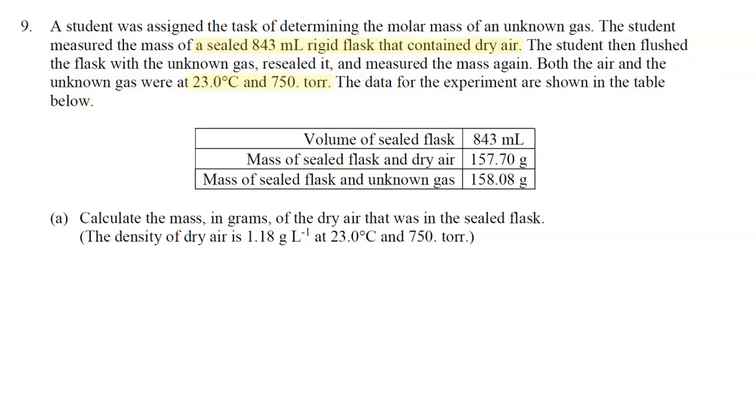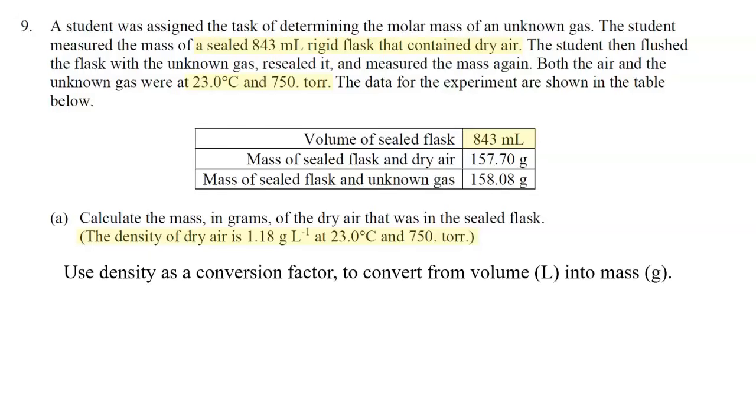Part A. Calculate the mass in grams of the dry air that was in the sealed flask. So according to the data in the data table, the volume of the sealed flask is 843 milliliters, and we are given that the density of dry air at this temperature of 23 degrees Celsius and a pressure of 750 torr, that density is 1.18 grams per liter. So to calculate the mass of the dry air that was in the sealed flask, we're going to use density as a conversion factor to convert from volume into mass.